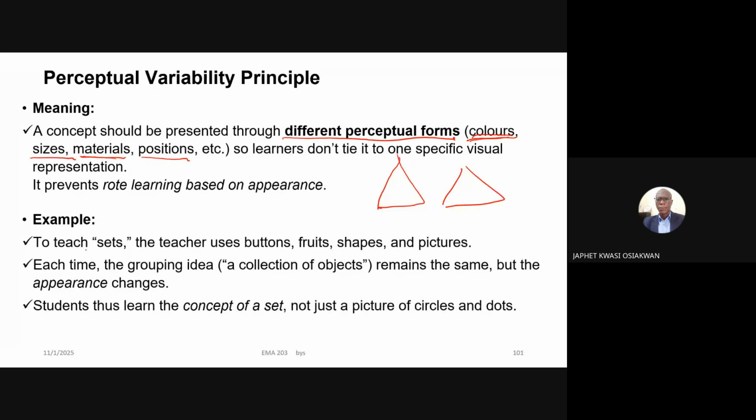So for example, you want to teach the concept of set. The teacher will use what? Buttons, fruits, shapes, pictures, and so on.